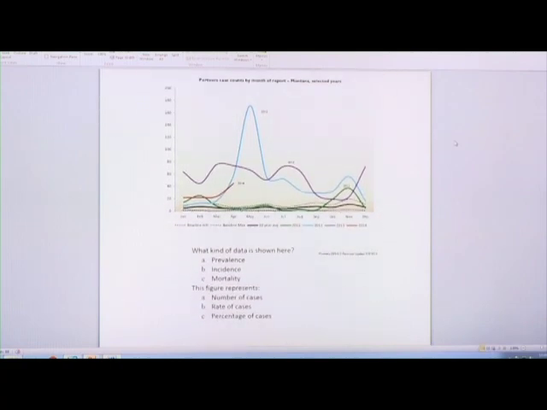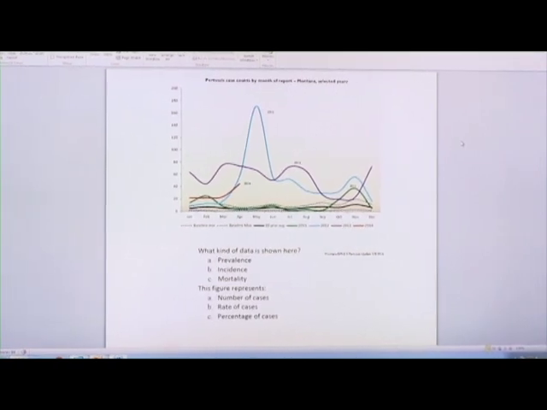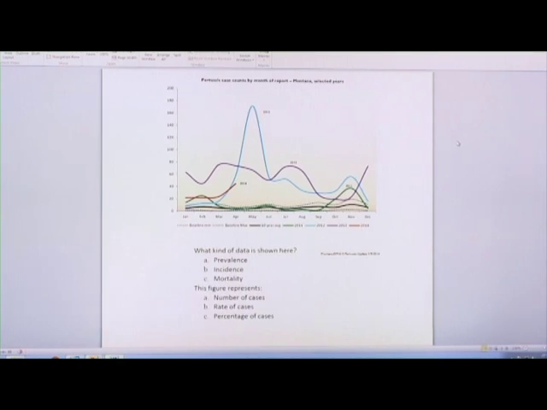Although it could be a proportion that's listed like that, but in the title. Oh yeah, the title said rate. Yeah, it did say rate. Okay, so this title says pertussis case counts by month of report, Montana, selected years. The y-axis is not labeled, but it goes from 0 to 200, and the x-axis goes January through December. And each of those lines is a year.